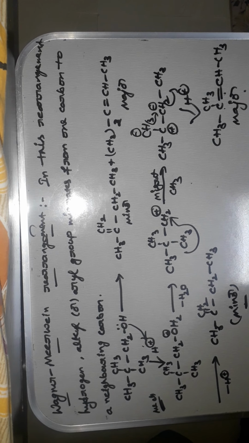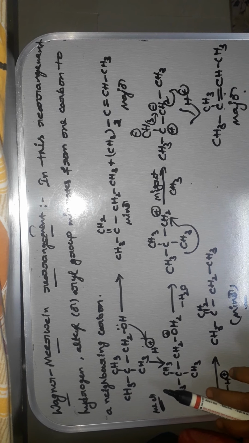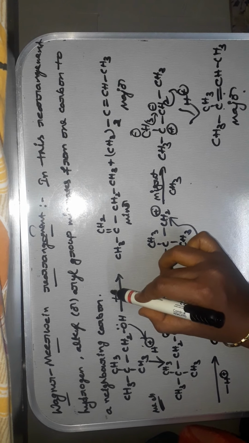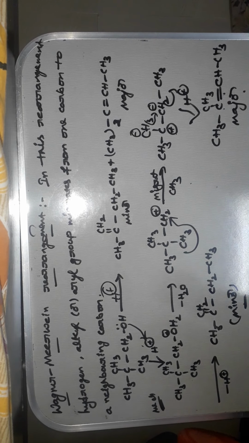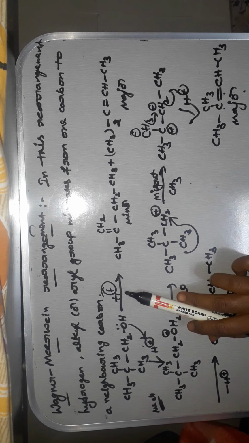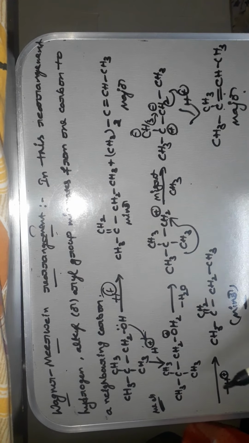Wagner-Meerwein rearrangement means in this rearrangement hydrogen, alkyl or aryl group migrates from one carbon to a neighboring carbon. Here we are taking an alcohol, isobutyl alcohol, which undergoes rearrangement in presence of acid catalyst to form olefins. Here we are taking alcohol, it gives olefins in presence of acid catalyst. Then it is known as Wagner-Meerwein rearrangement.